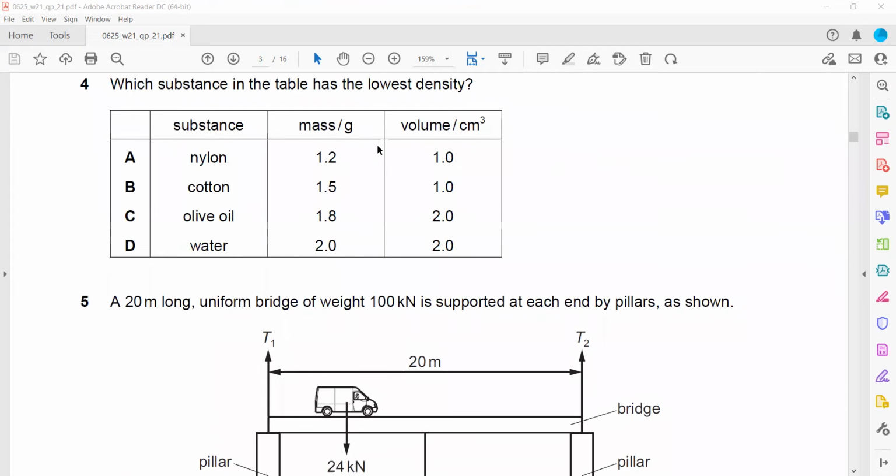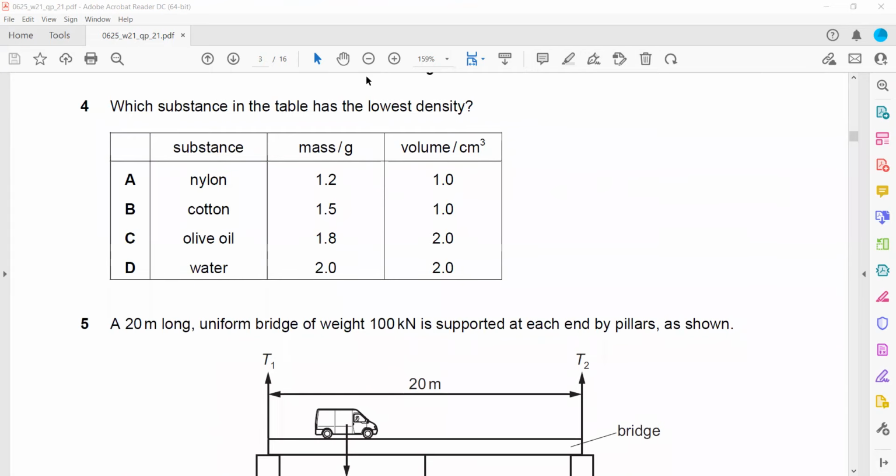Question 4, which substance in the table has the lowest density? How to identify the density? Density is mass present in a unit volume. So mass of an object divided by its volume will give the density. So 1.2 divided by 1, so that is 1.2. 1.5 divided by 1, so that is 1.5. 1.8 divided by 2, so that is 0.9. And 2 divided by 2, so that is 1. So which is having the lowest density? That is the olive oil. So C is the right answer.